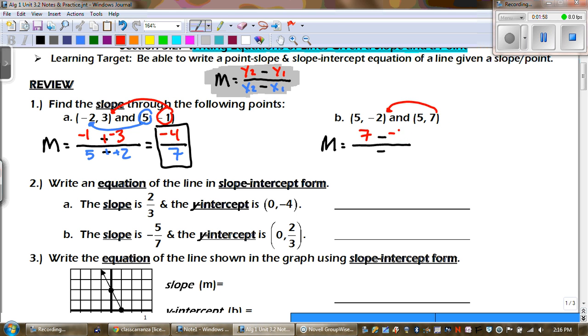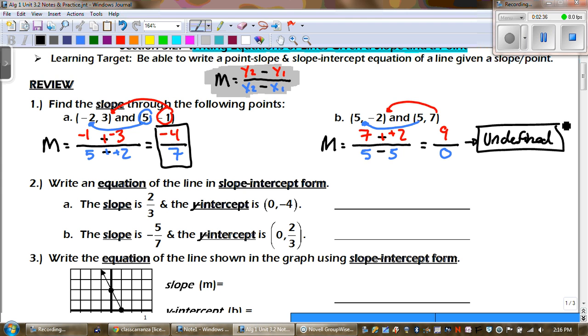We have 7 and -2 on the top, and then on the bottom, we have 5 and 5, which equals, on the top, 7 plus 2 is 9, and on the bottom, 5 minus 5 is 0. Now, this is not your answer. My answer is undefined. Don't just write 9 over 0 or try to divide it out and you get 0. It doesn't work. You get undefined.